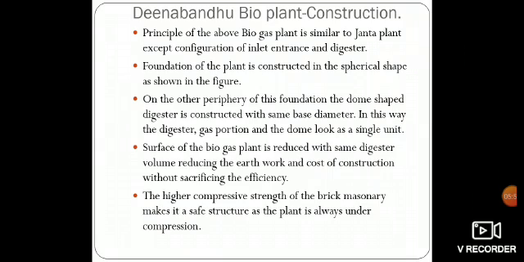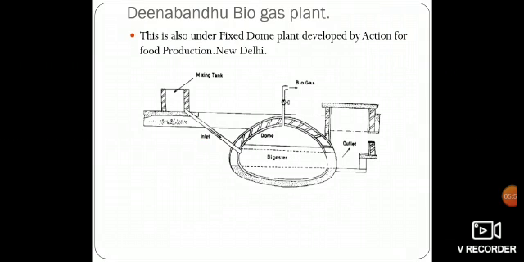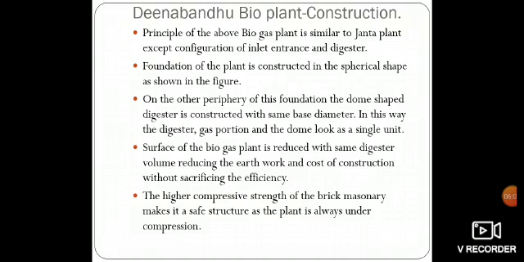The foundation of the plant is constructed in a spherical shape as shown in the figure. On the periphery of this foundation, the dome-shaped digester is constructed with the same diameter. In this way, the digester, gas portion and the dome look like a single unit. Always, the diameter of the dome and the digester are the same. For that purpose, the gas portion, the digester and the dome look like a single unit.